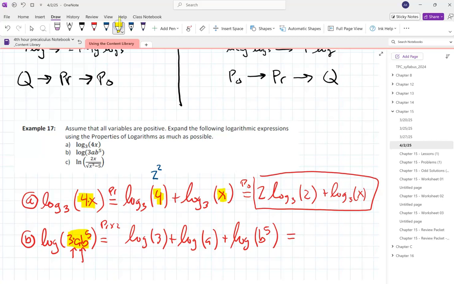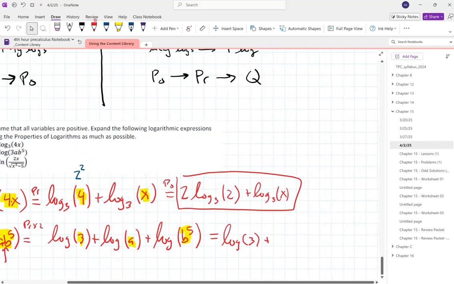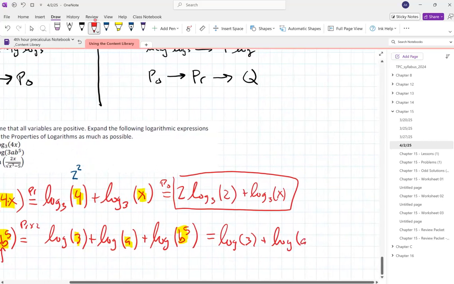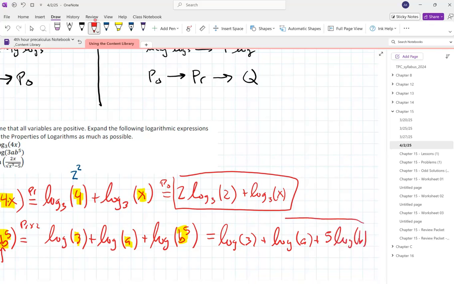Now we're going to look inside each of these logarithms and see if there's any power properties. Do you see a power property anywhere? Yes? How many? Just 1. Where is it? The b to the 5th, right? Very good. So the other logs just stay the same. And then the 5 moves to the front. And that's as good as we can do.